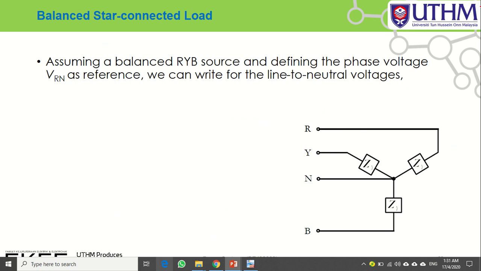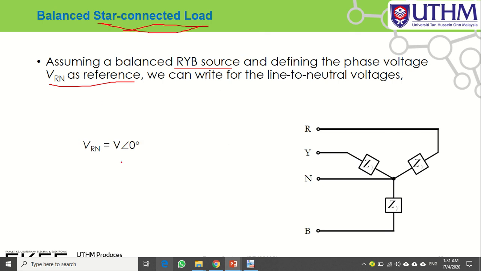We assume we have a balanced source RYB, and a reference voltage. In this case, we assume our reference is VRN. For the load, we try to determine the relationship between line voltage and line current at the load side. Basically, the relationship is the same as with the Y-connected source: a star-connected load equals a star-connected source. In this slide we try to prove this.